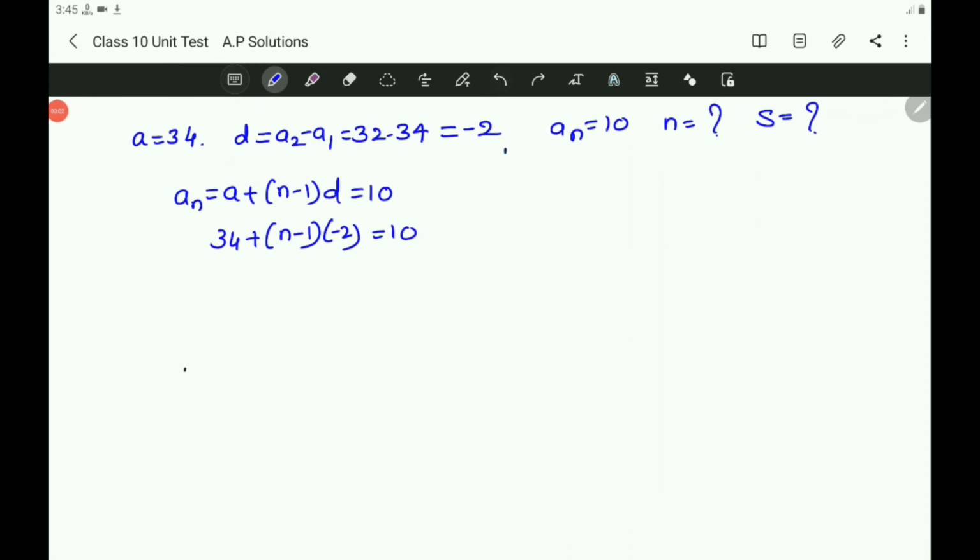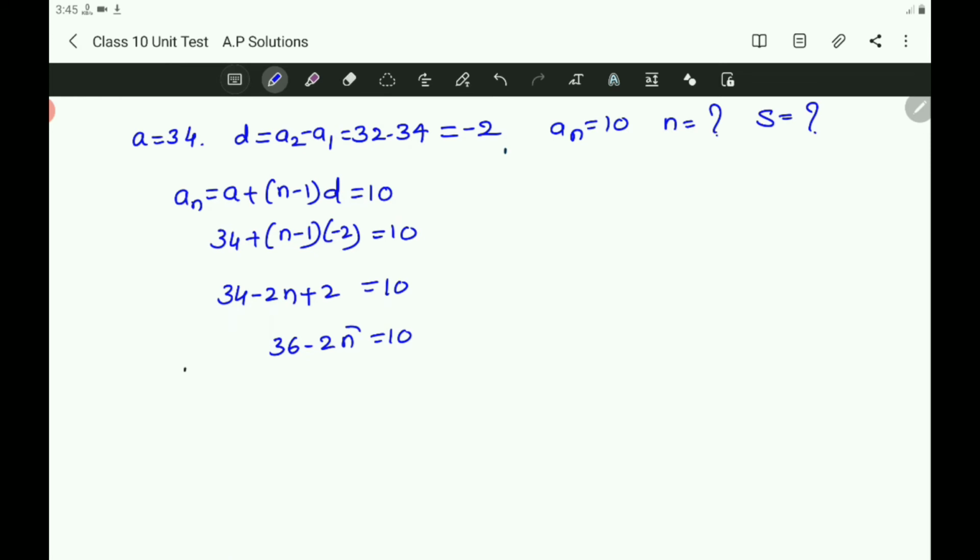Then you write 34 as it is. Then n into minus 2. n into minus 2 is minus 2n. Minus 1 into minus 2. Minus 1 into minus 2 is plus 2. Here plus is there. Plus n into minus 2 is minus 2n. And plus into minus is minus 1. Minus 1 into minus 2 is plus 2. That equals 10. Then you can add this 34 and 2, as they have the same sign, add them. 34 minus 2n equals 10.